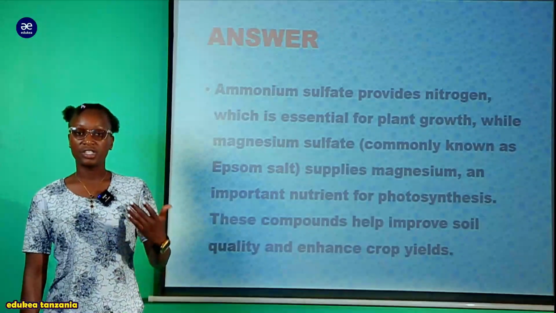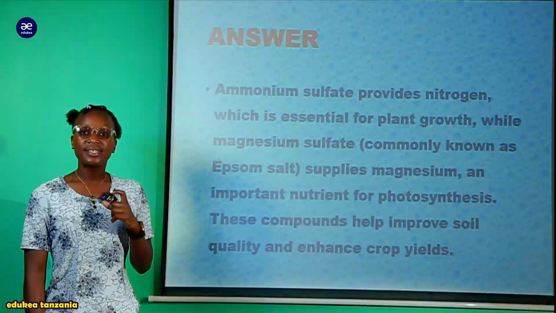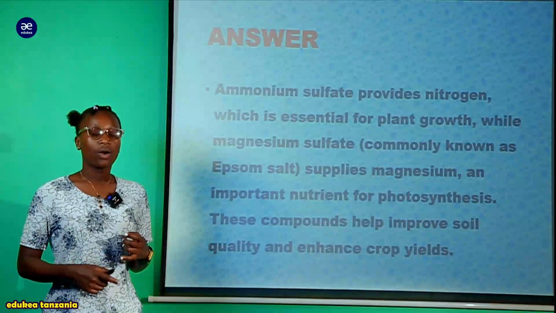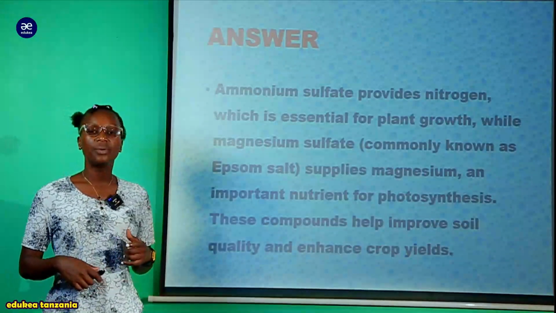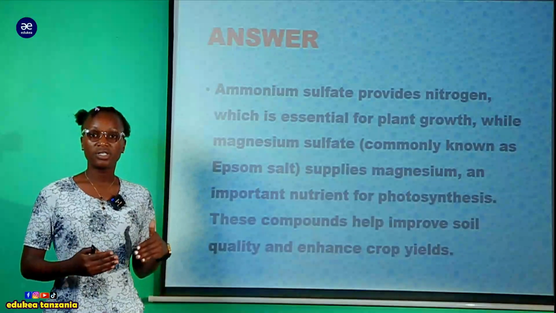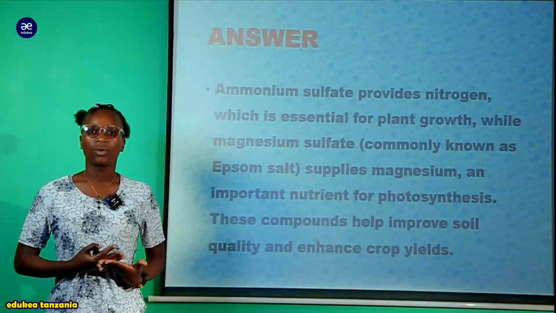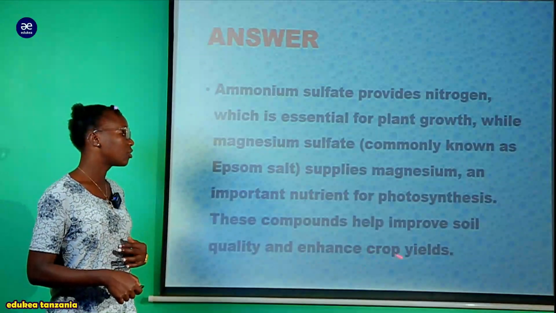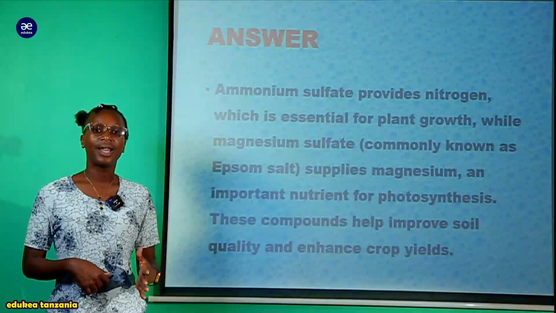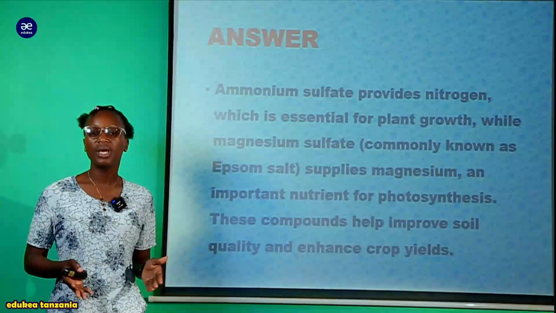Kwa hiyo kulingana na application ya hizo kind of fertilizer, ammonium sulfate and magnesium sulfate zina save katika kuimprove the soil, lakini pia kuensure that there is a crop yield which are improved. Kama soil itakuwa ni good, support the plant growth, obvious hata ile productivity yale mazao, it will ensure that there is increased crop yields, uzalishaji wa yale mazao kama ni mazao ya biashara, mazao ya chakula, whatever, even different vegetations zitakuwa katika good yield.